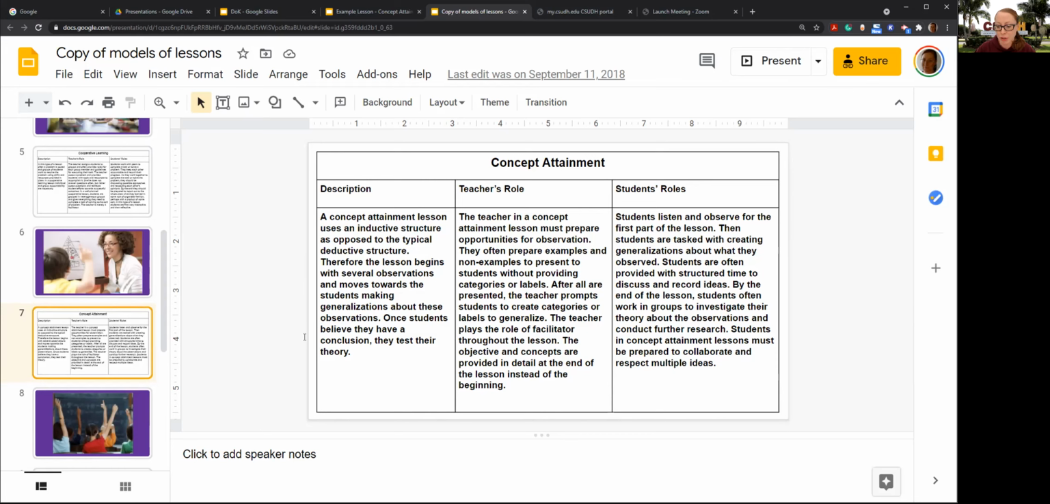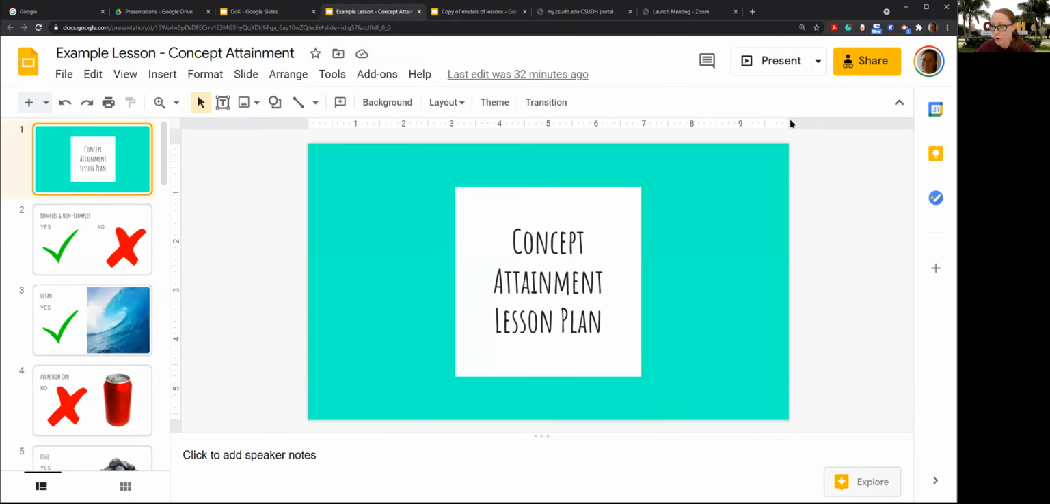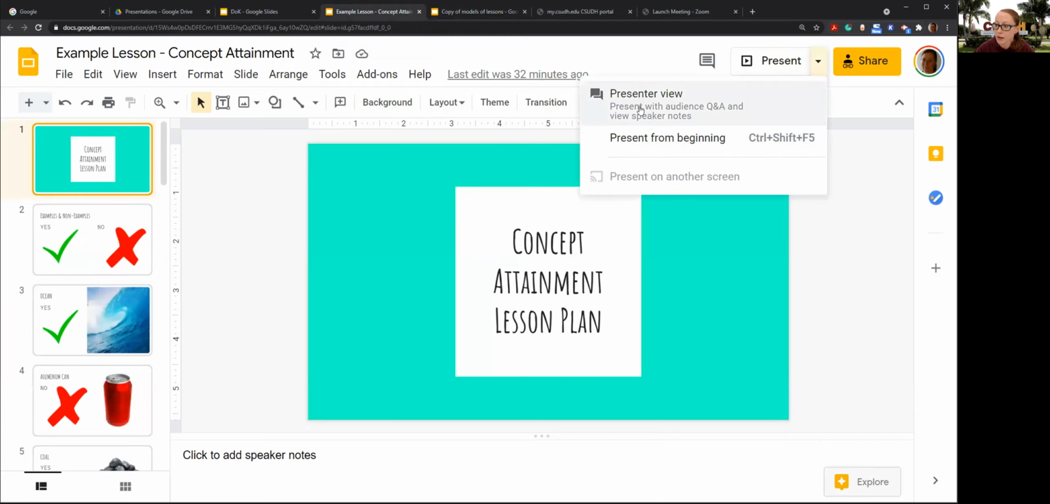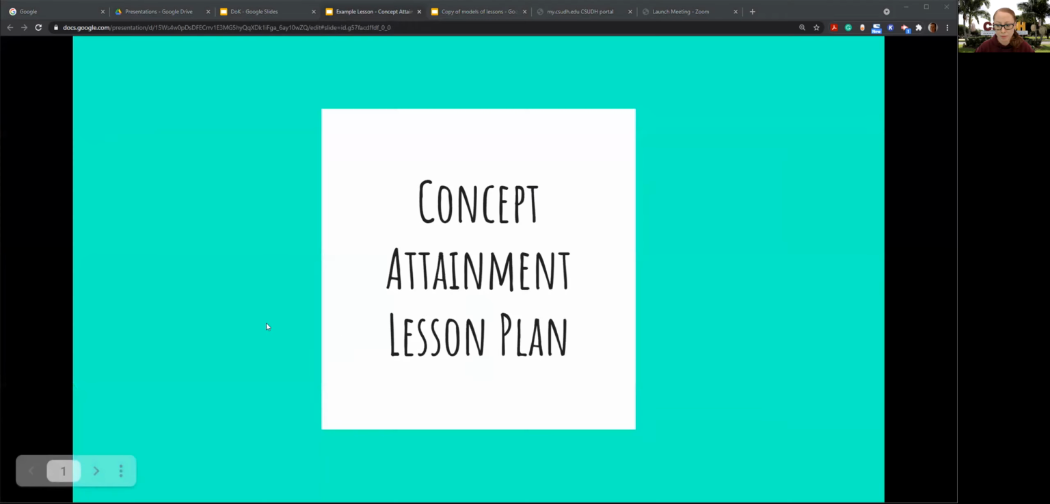So I'm going to show you an example of that today. If you have this presentation from the previous week, this might be a good reference for you in the future to take a look at what the teacher's role and students' roles are in these kinds of lessons. I'm also providing this example presentation for you. So I'm going to go ahead and put this in presenter view so you can see it.